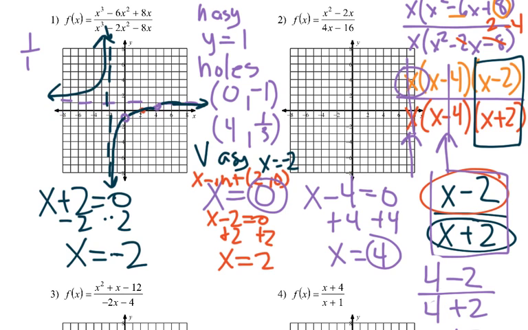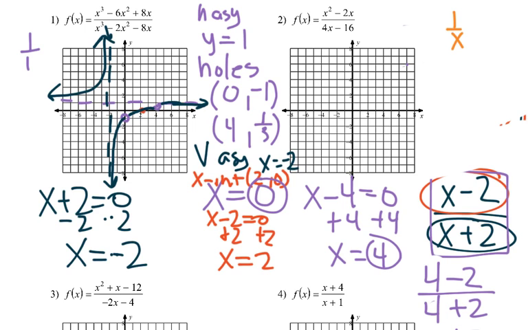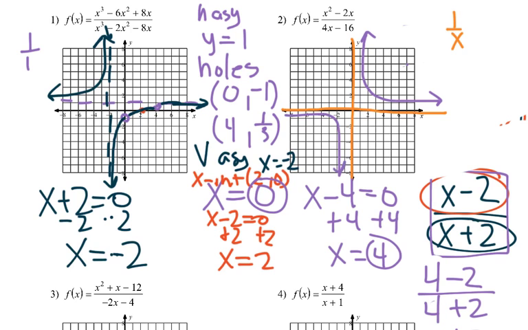Because the parent function here is 1 over x, and that has a vertical asymptote right here, a horizontal asymptote right here. Okay, and if I have positive numbers, they give me positive numbers, so it looks like this. If I have a negative number, it gives me a negative number, and it looks like that. So that's how we do all the work.